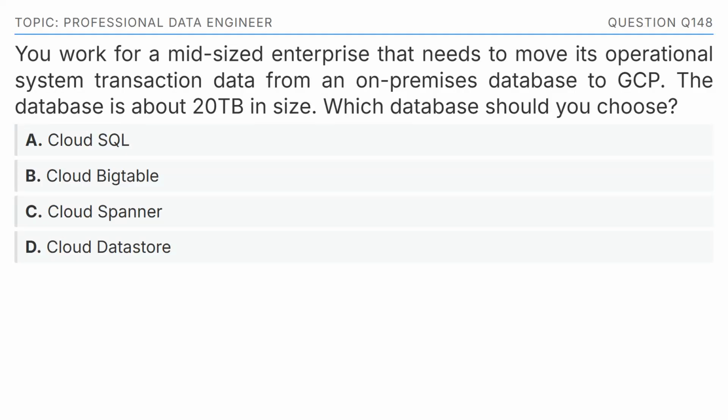You work for a mid-sized enterprise that needs to move its operational system transaction data from an on-premises database to GCP. The database is about 20 terabytes in size. Which database should you choose? The options are: Option A, Cloud SQL. Option B, Cloud Bigtable. Option C, Cloud Spanner. Option D, Cloud Datastore.